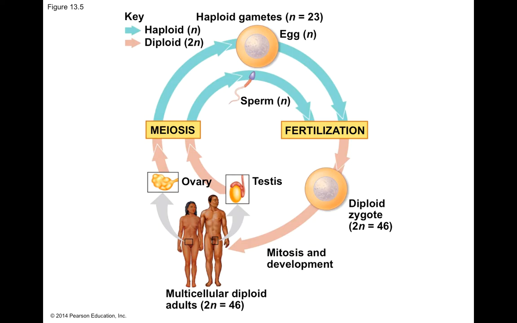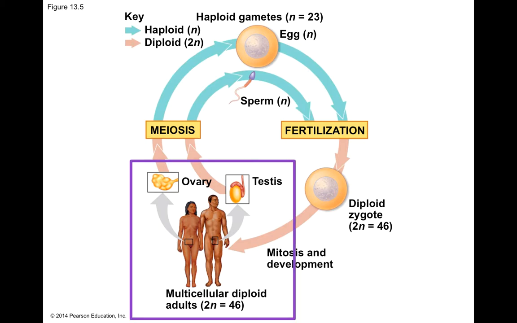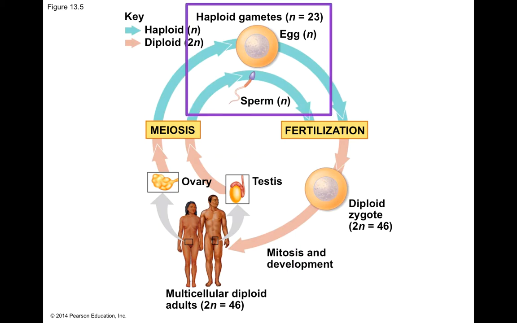This is a representation of the human life cycle, a generation-to-generation sequence of stages in the reproductive history of an organism. Here we have a male and a female, each with a diploid number of chromosomes, 46 chromosomes. And at sexual maturity, the gonads, ovaries or testes, depending on whether you're female or male, will produce the haploid gametes, eggs or sperm. These gametes are the only cells in our body that are made through the process of meiosis.